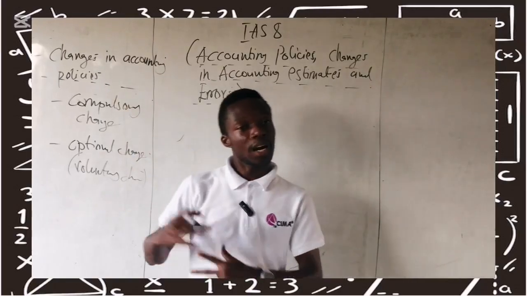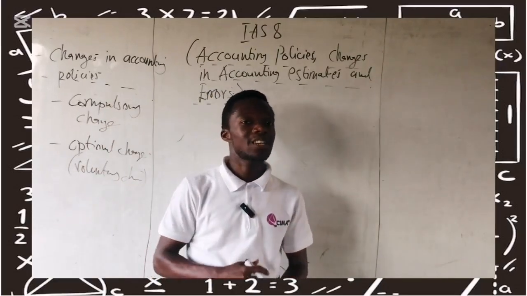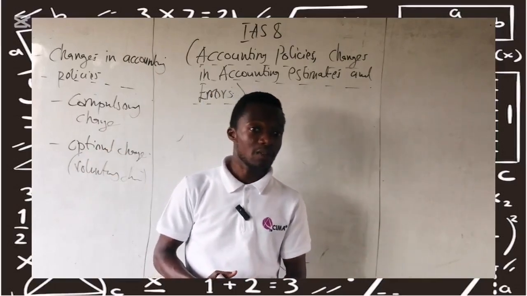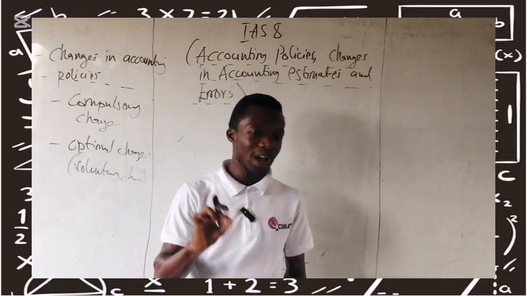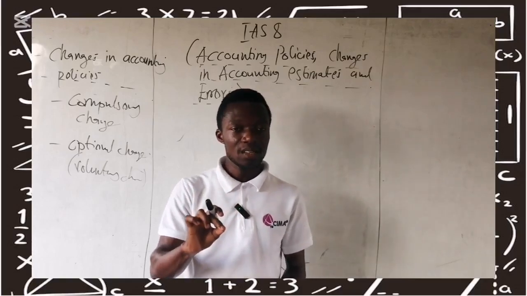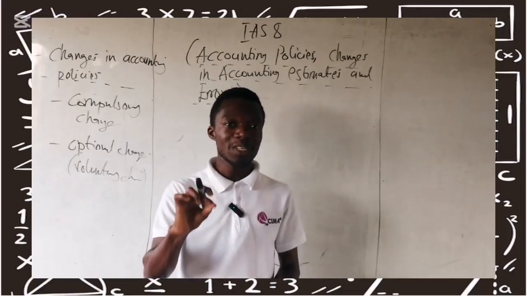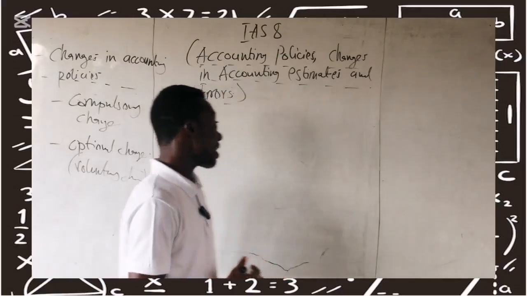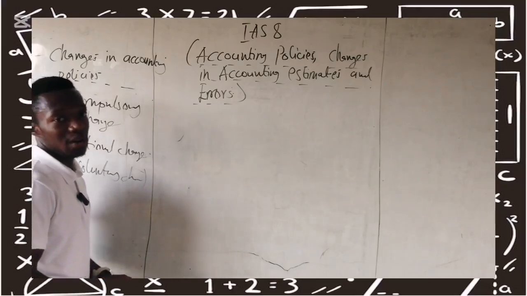Where there is a change in the standard or in how the interpretation of the standard is used in the treatment of the event or transaction, if it changes, then you have to change the accounting policy. Or if the change will lead to more reliable and relevant information that will enable users to make wise economic decisions as per the financial statement, then there should be that change. And that leads us to what we call the changes in accounting policy.